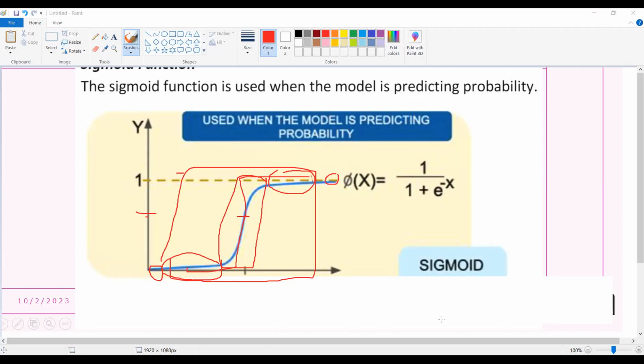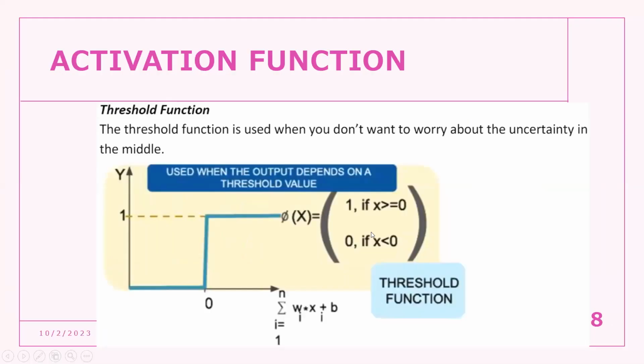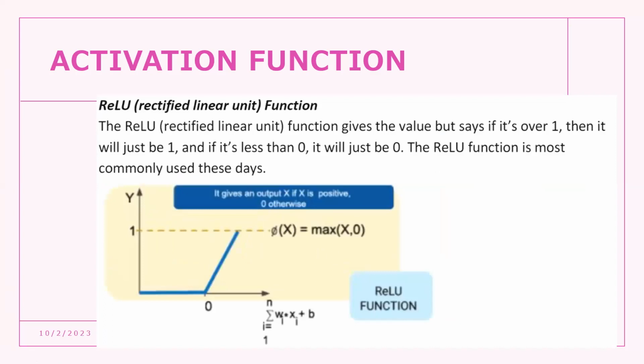But this one straight away, okay, which one? Threshold function, okay? It just has a straight line. That means anything less than that line is 0, anything more than that line is 1. So you have one function, the threshold function.